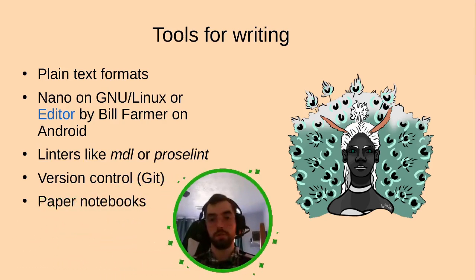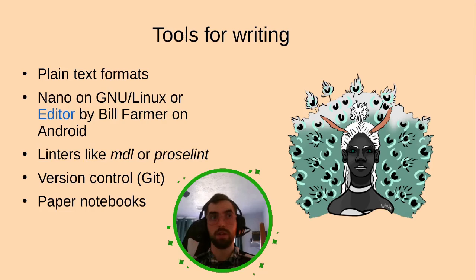Now I'll talk about the tools that I use for my specific type of free culture, which is writing stories. I like to use plain text formats like Markdown or Shanty or Gemtext because plain text formats are easily portable and work on virtually all computers, and you can use a lot of tools that exist for coding to edit stories as well. I like to use Nano on GNU Linux or Gedit from the GNOME project. And on Android, I like to use Editor by Bill Farmer. It's available on F-Droid.